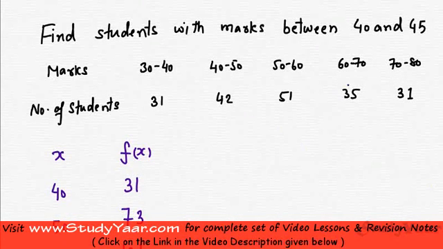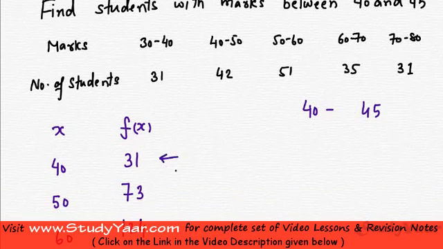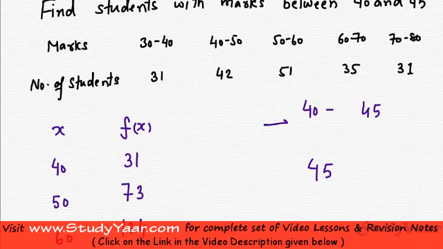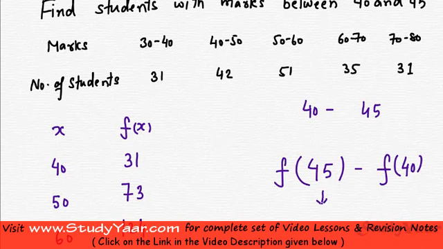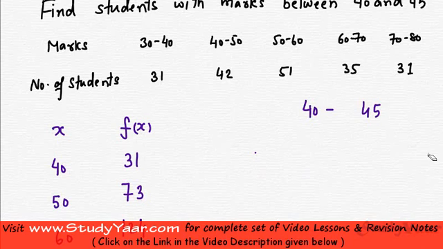Now the question asks me to find out the students who have marks between 40 and 45. I know that there are 31 students who have got less than 40. If I can find out how many students have got less than 45, then the students who have got between 40 and 45 is going to be f of 45 minus f of 40, right? This is the number of students who have got less than 45. This is the number of students who have got less than 40. So this minus this is the number of students who have got between 40 and 45. So now the problem is converted into finding out f of 45.